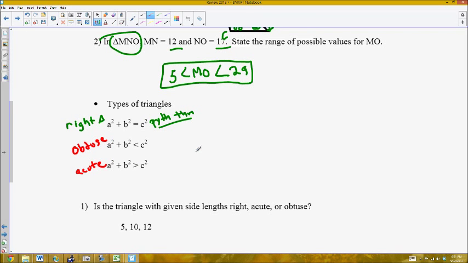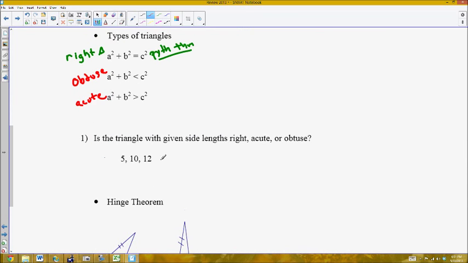So let's use that in an example. If I have 5, 10, and 12, the first thing I'm going to do is identify my largest side. My largest side will always act as my c when I'm using this relationship to test. The 5 and the 10 don't really matter. A and b are both legs, so it doesn't make any difference. So I'm going to do 5 squared plus 10 squared, which gives me 25 plus 100, or 125. And then c squared would be 12 squared, which is 144. Well, since 144 is larger than 125, c squared is bigger than a squared plus b squared, so I have an obtuse triangle.